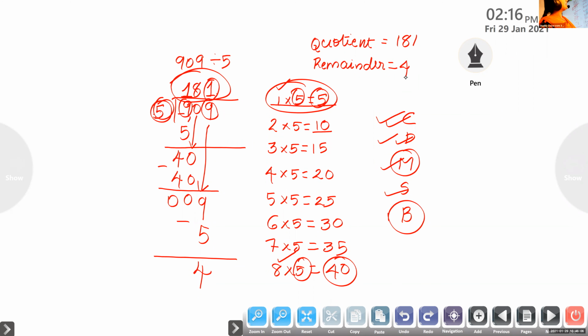So, this is the answer. If anybody is there to correct your answer, please do it. Quotient is 181 and remainder is 4. Vihan, completed? Yes. And those who have completed this one, please take your notebook. Everybody take your notebook. We are going to do a few more questions.